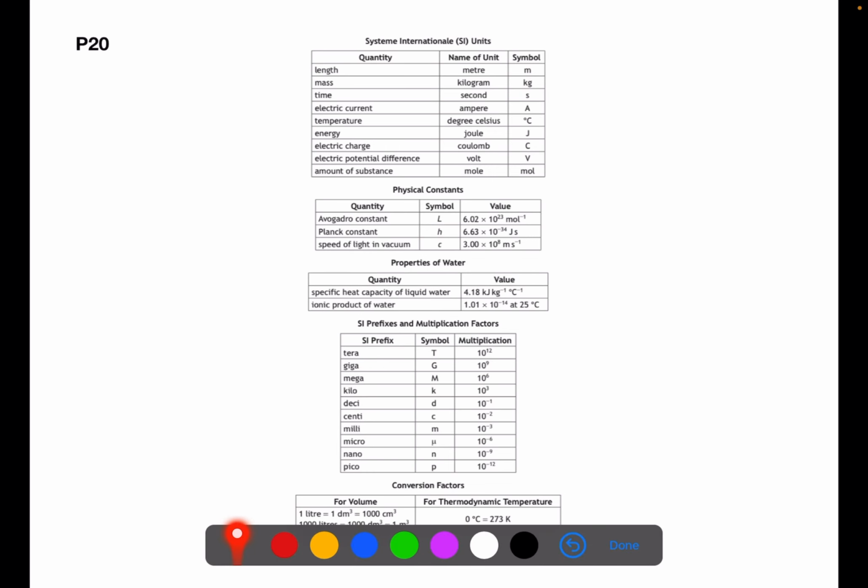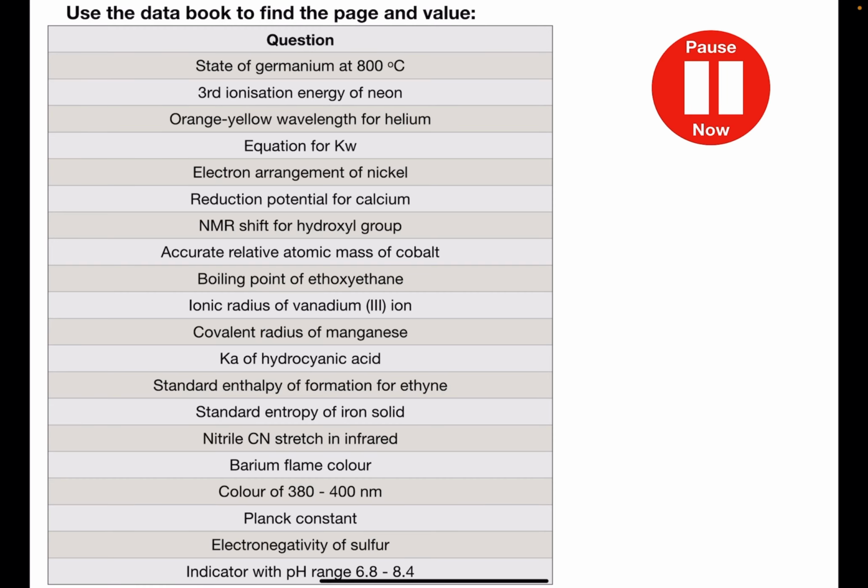Let's have a look at using a databook. I want you to pause the video now and try and find the page and value for each of these.